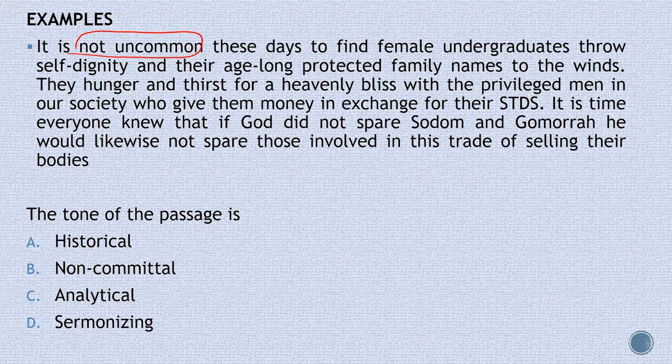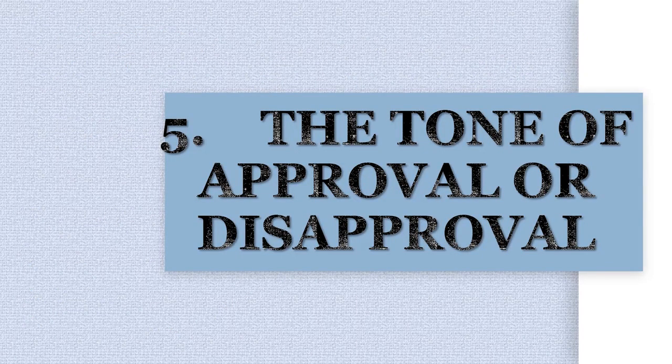Now the tone of this passage is A, historical tone, non-committal tone, analytical tone, sermonizing tone. There is a moral lesson here. There is a moral instruction being conveyed here. Therefore, the tone of this passage is what? Sermonizing tone. We now have the tone of approval or disapproval.